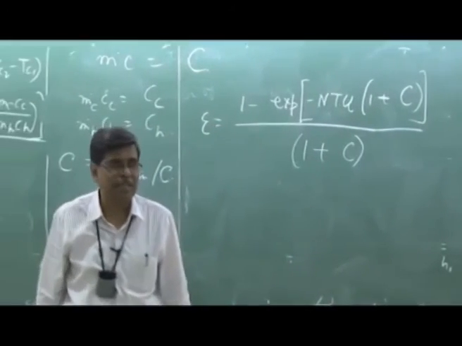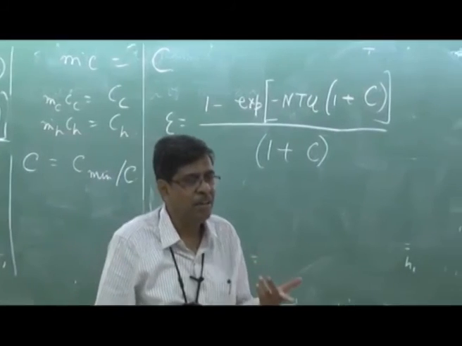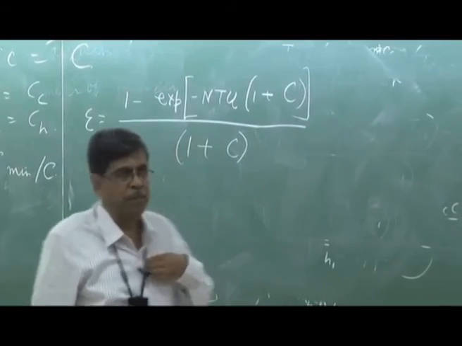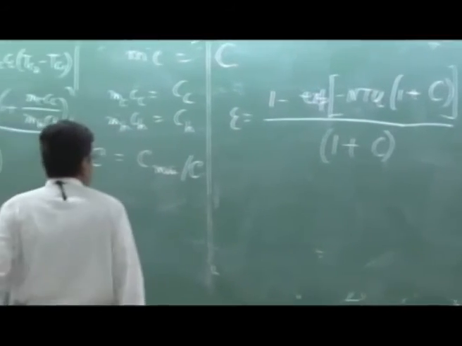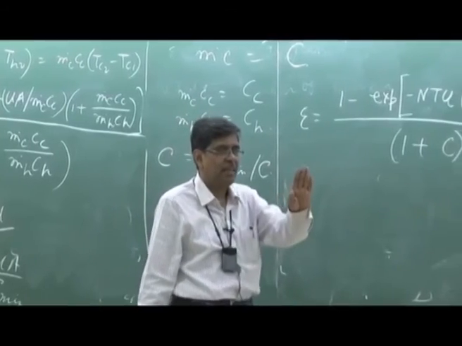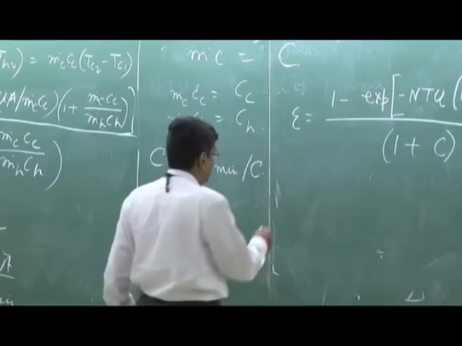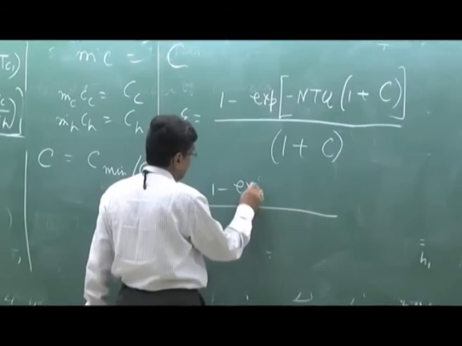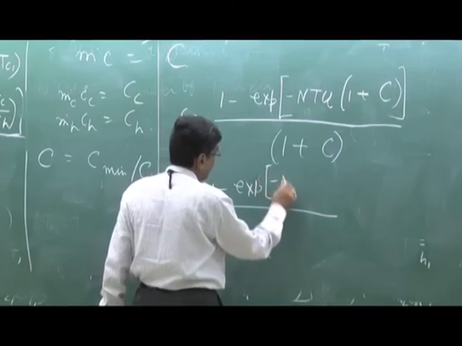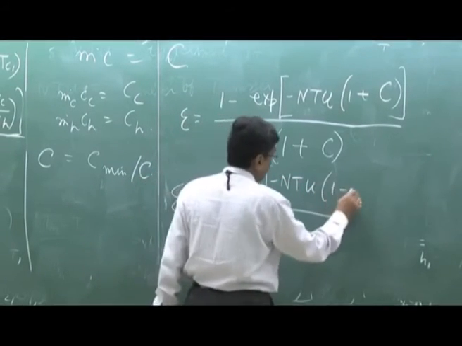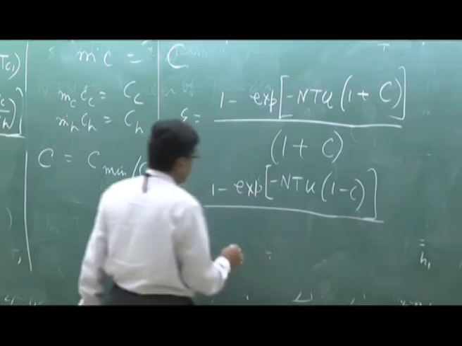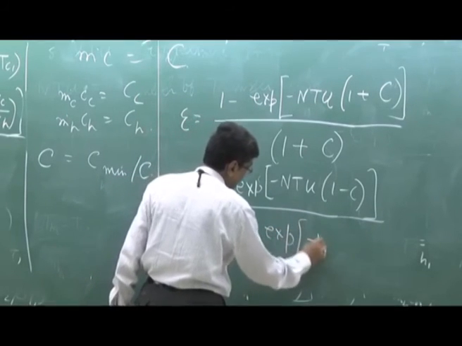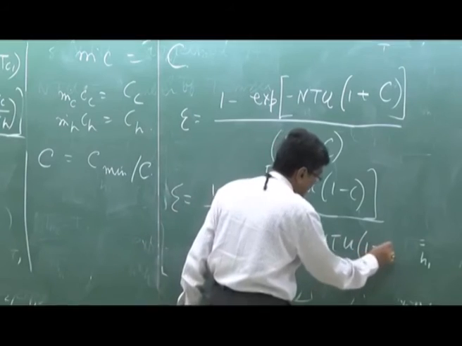The counter flow expression will be again a tricky one, and that I leave to you as an exercise. In both cases, the expression will be epsilon equal to 1 minus exponential of minus NTU into 1 minus C, divided by 1 minus C into exponential of minus NTU into 1 minus C.